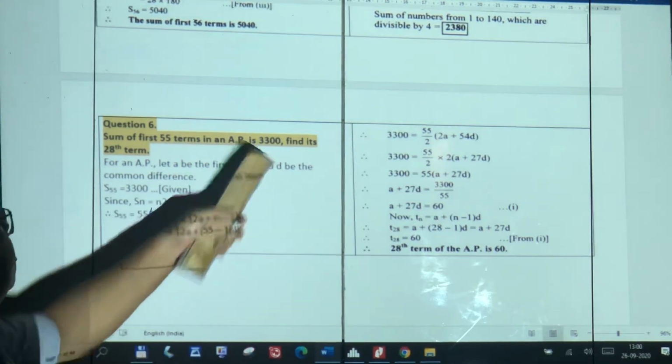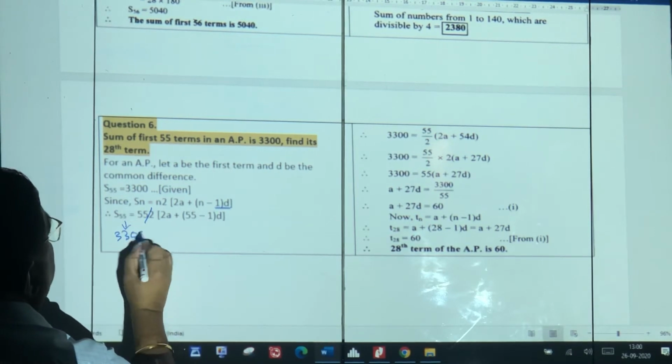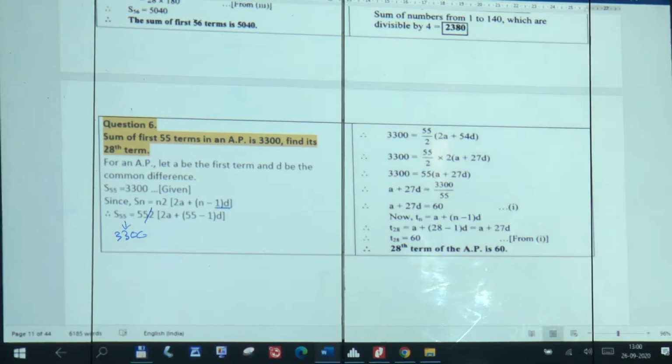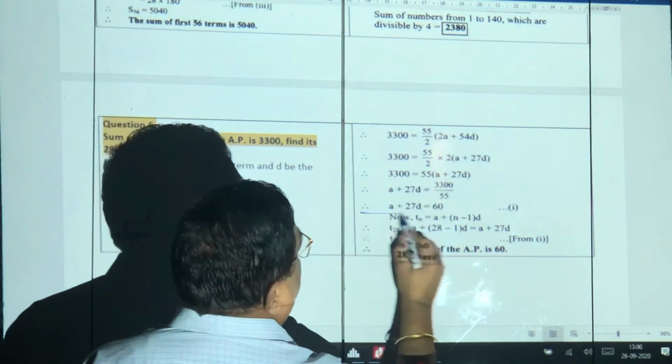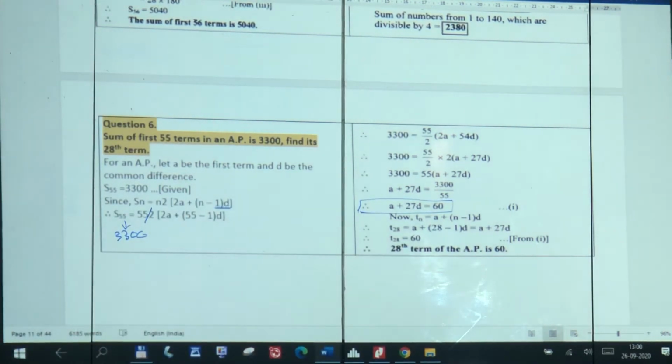But they told me it is 3300, so I will substitute this as 3300, which I have done here, and the remaining I have taken as it is. See how they are confusing, and how simple the sum is? Please remember, when I solve, I will get a plus 27d. Please do it yourself and check. And you will then say, okay, but I don't have a and d. We don't need n.